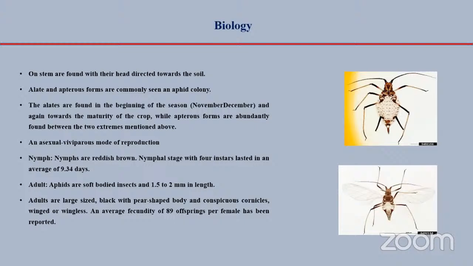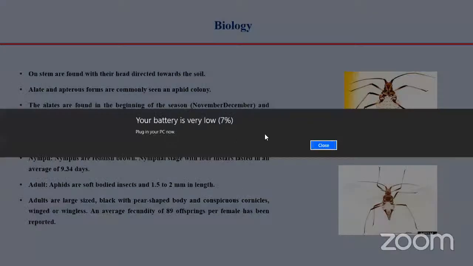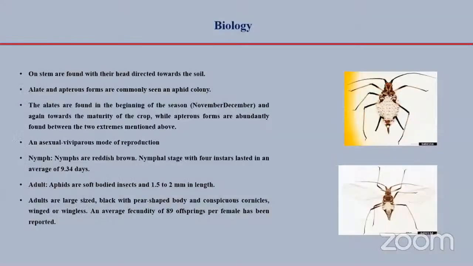And as I said, this is black in color with a pear-shaped body, and they have conspicuous cornicles at the fifth abdominal segment. From these, they emit a defensive fluid, and this fluid will be useful to protect themselves from the predators.